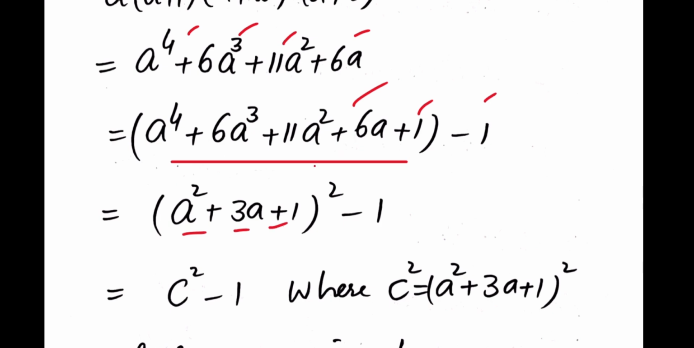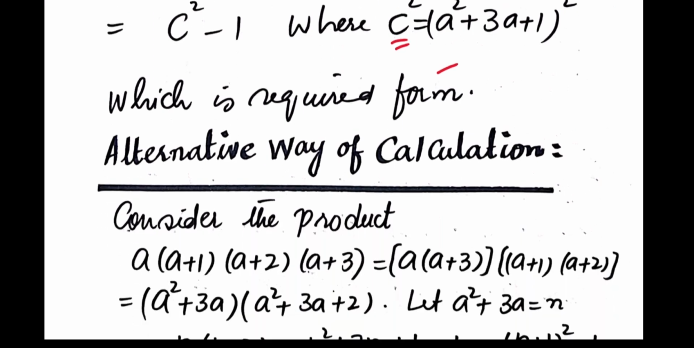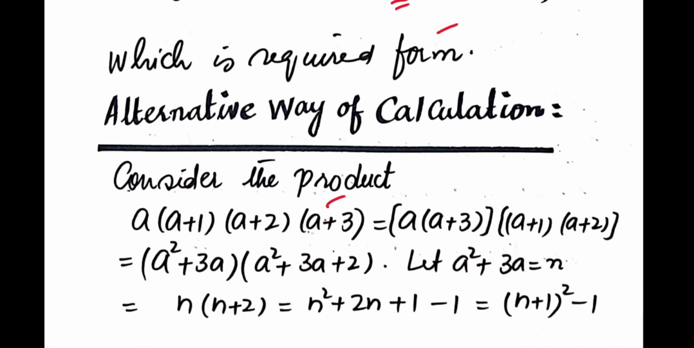In other words, these 5 terms can be enclosed in the square of the sum of these 3 terms. And if we suppose this is equal to c square, where c is an integer, which is our required form, that shows that the product of 4 consecutive integers is 1 less than a perfect square. Now an alternative way of calculation: this is my product of the first 4 consecutive integers.